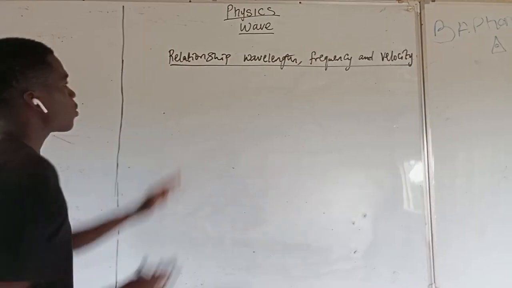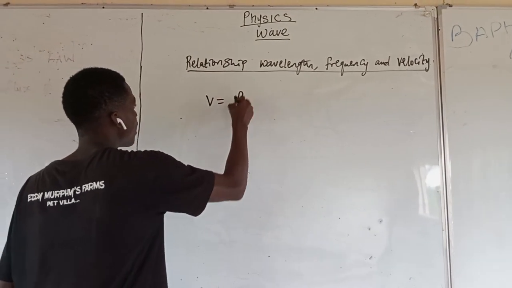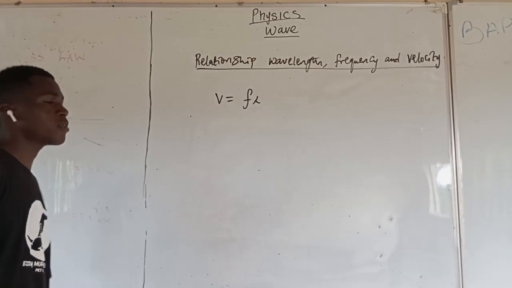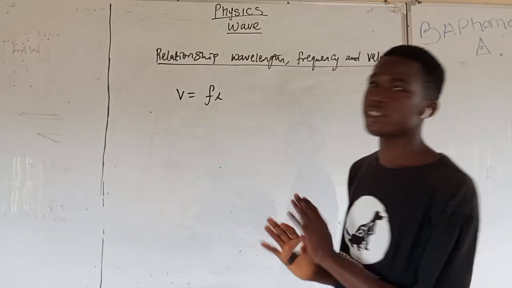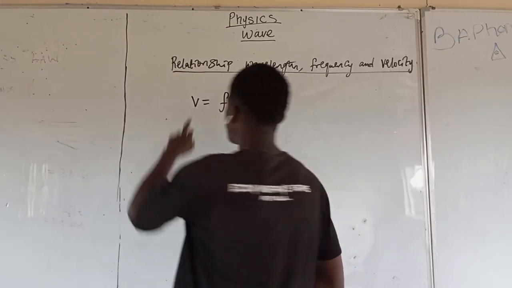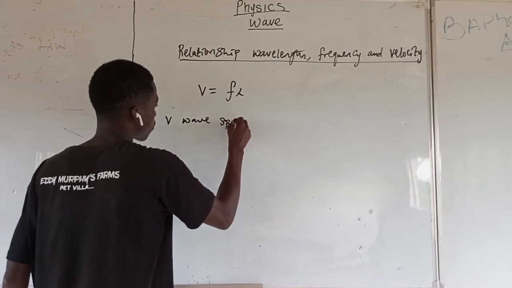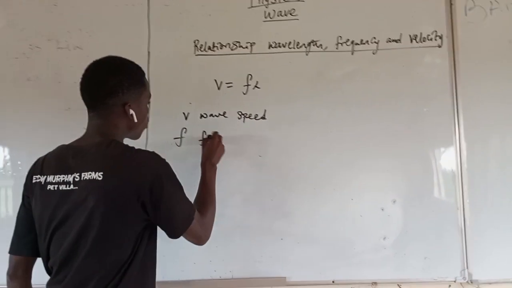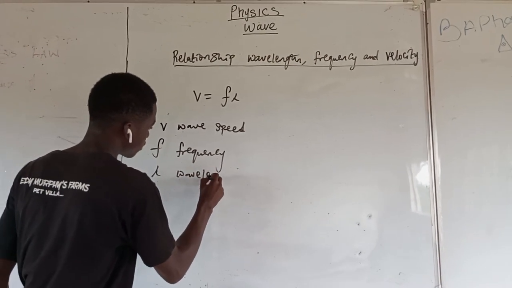It's represented by V. So the relationship between them is given by the formula V equal to F lambda. You can say that with me: V equal to F lambda. That is the secret to memorize the formula. Just say V equal to F lambda. The V here is the wave speed or velocity, which can be used interchangeably in this topic. F is the frequency, and lambda is the wavelength.